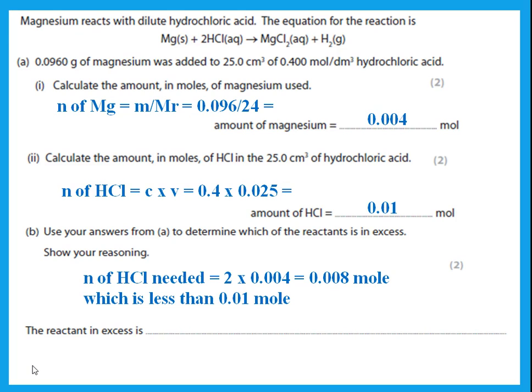So the HCl is excess, and that is because the number of moles of HCl needed is twice that of magnesium, and what I have is more than that. So the HCl is the excess reagent. Do you understand how we thought about this?